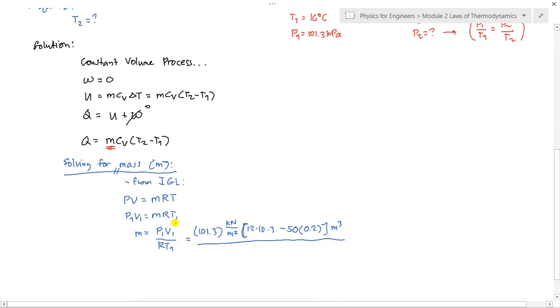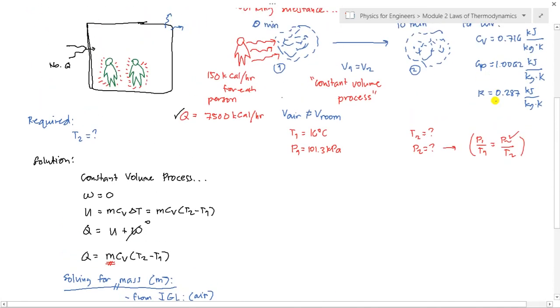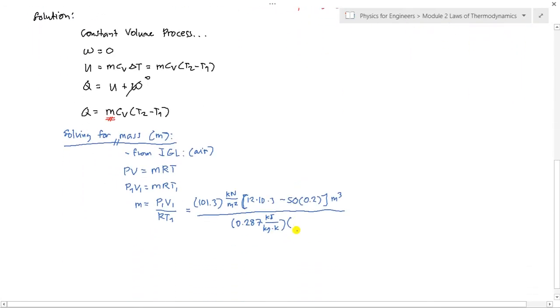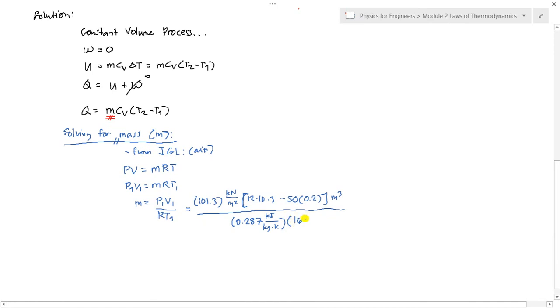Again, since air is our working substance, we take its R. R is a constant. For air, that is 0.287 kilojoules per kilogram Kelvin. The initial temperature here is 16 degrees. If the temperature is alone, always convert it to absolute. So 16 plus 273 Kelvin.